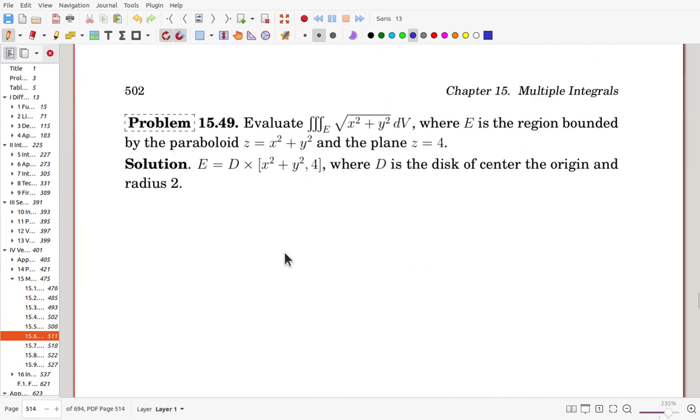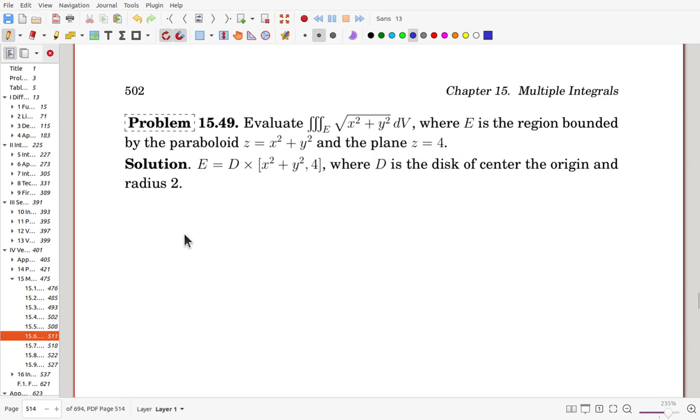Now let's try to solve this problem. Evaluate the triple integral over E of the square root of x squared plus y squared dV, where E is the region bounded by this paraboloid and the plane. The paraboloid is upward, and at z equal 4 it is cut by this plane.